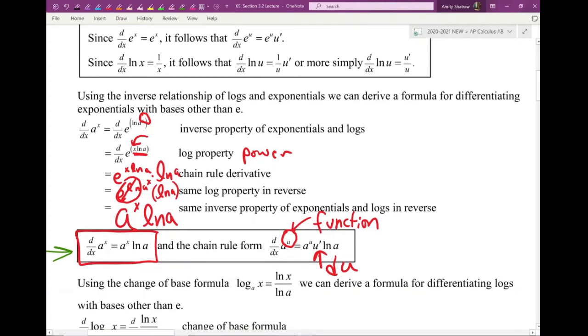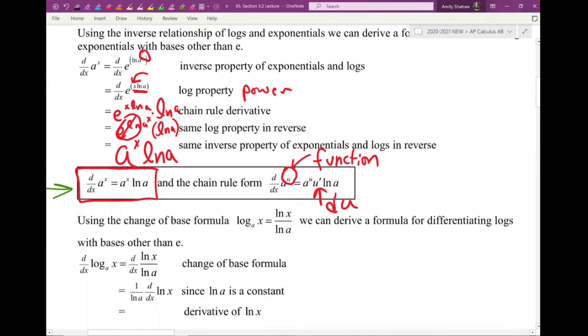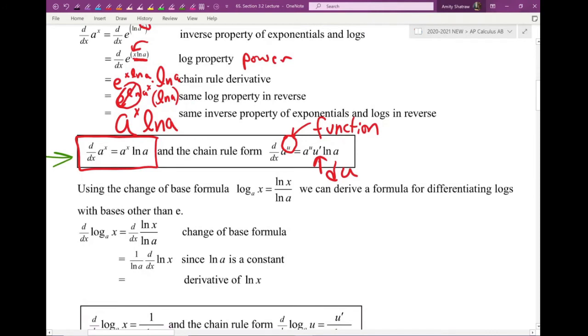There is a formula using the change of base formula, log base a of x equals the natural log of x over the natural log of a. We can derive a formula for differentiating logs that have bases other than e, and the steps hopefully look familiar enough that you're like, oh yeah, I gotcha. Right here, if I say I have log base a of x, what happens is this a becomes a constant in the denominator, and this x becomes the numerator, okay? So that's what the change of base formula says.